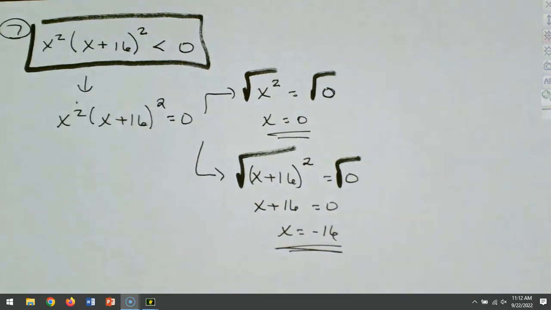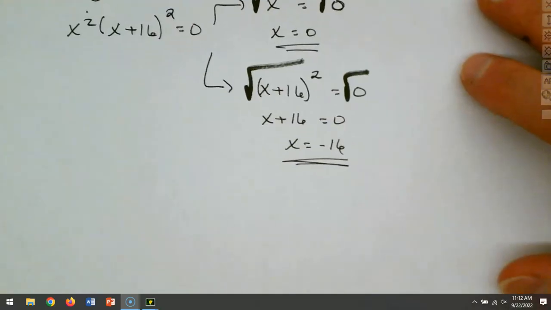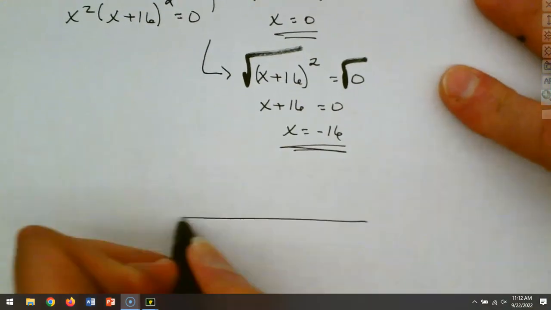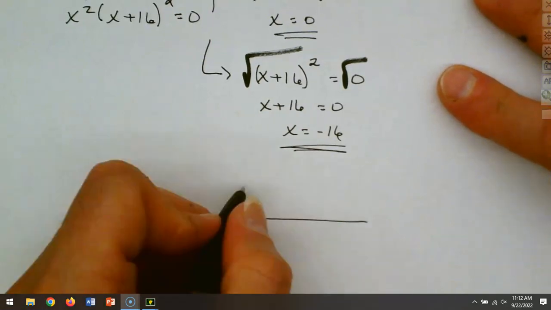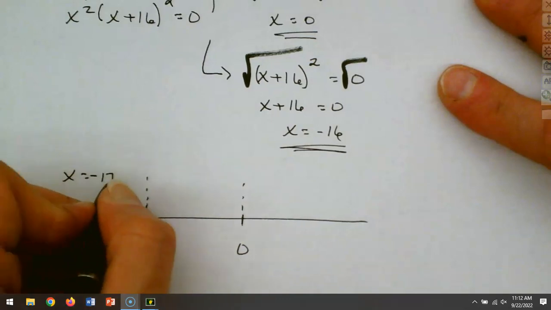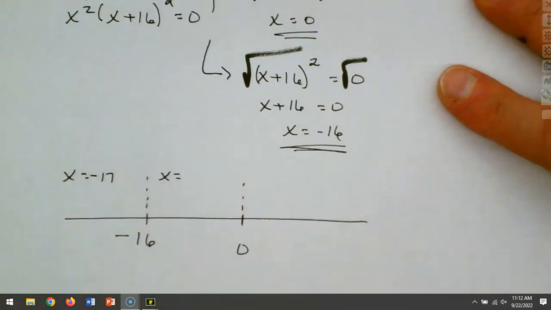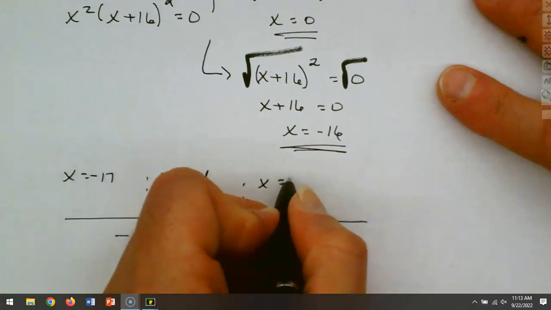Now, I'm going to put these on a number line, and if our assumption is correct, everything should be false. Because when we square negatives, they always come out to be positive, and those positive values are always going to be bigger than 0, not smaller. So let's put these on a number line, check values, and make sure our assumption holds. So there's negative 16, and there's 0. Negative 17. How about we pick, doesn't matter here, how about we pick negative 1, that's in there. And how about we pick positive 1.